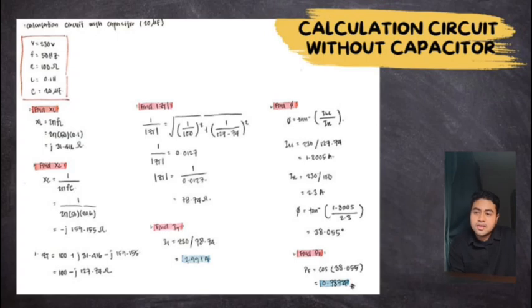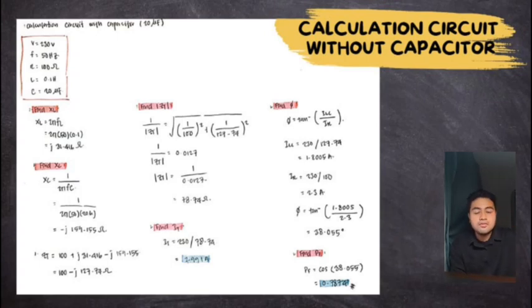The formula for phase angle is: phase equals arctan of the current through LC divided by the current through the resistor. So we calculate the LC current also using Ohm's law, and we got the current through LC is 1.8005 ampere, and the current at the resistor we get is 2.3 ampere. From that we fill in the formula, and we got the phase angle is 38.055 degrees.